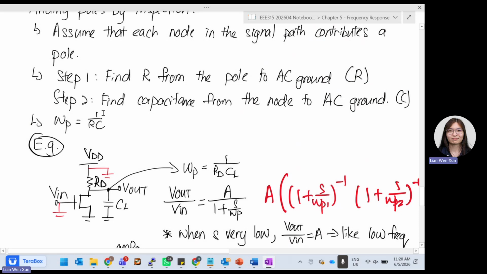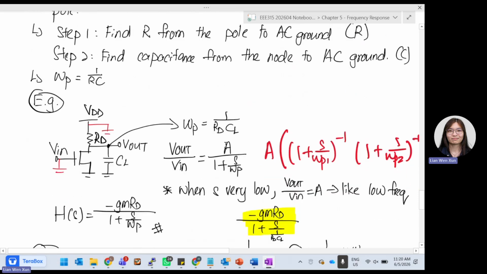And then the second step is to find the capacitance from the node to AC ground. So from this node, I want to find which part of it has a capacitor to ground. So there's only CL. Only this CL is a capacitor. Then you combine them. The pole will be 1 over RC. So the pole will be 1 over RD times CL. And finally, your Vout over Vin is equal to this formula.